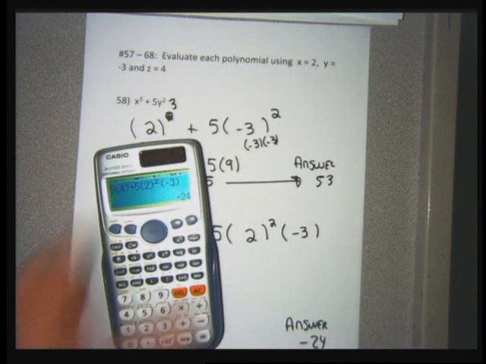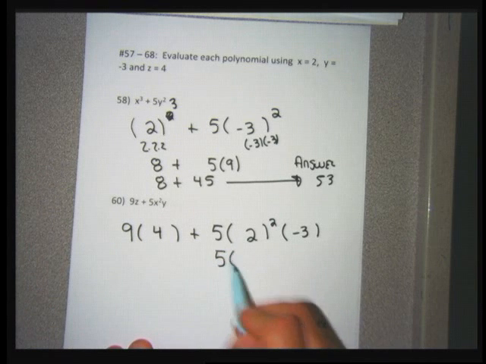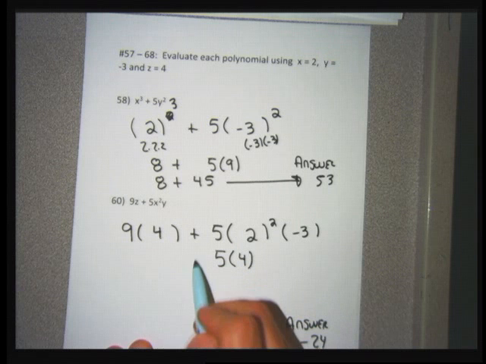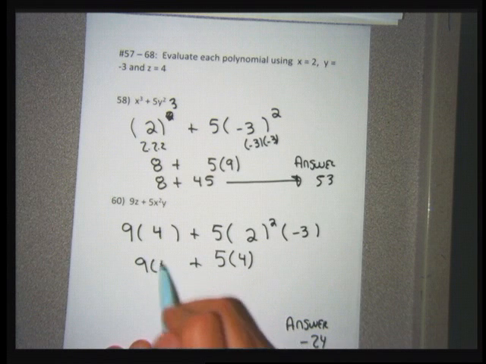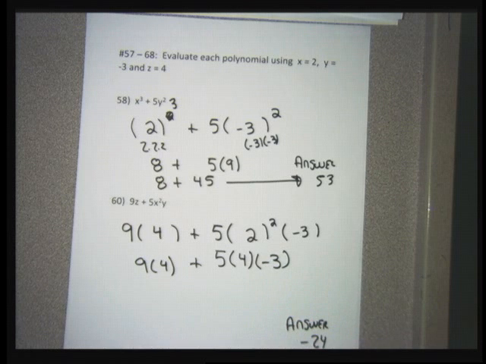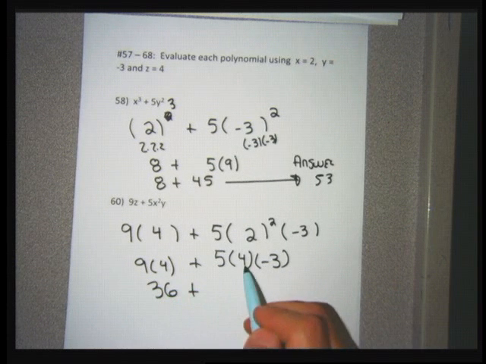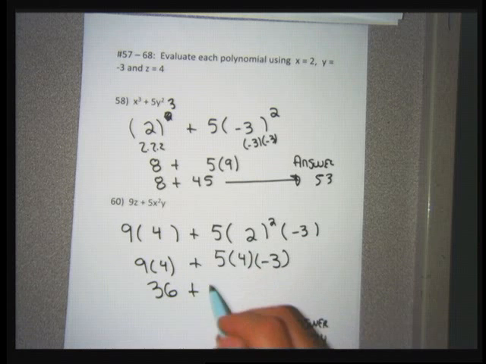To get there by hand, I do exponents first. That's going to make 2 squared, which is 2 times 2, the first thing I'm supposed to do in an order of operations. So that would give me 9 times 4, then 5 times 4 times negative 3. Now I'm going to do the multiplication. 9 times 4 is 36. 5 times 4 is 20, times negative 3 is negative 60.